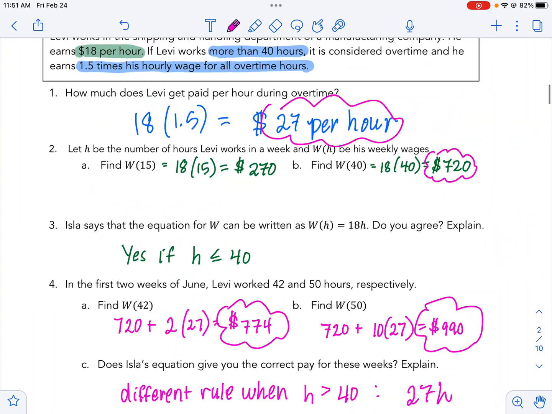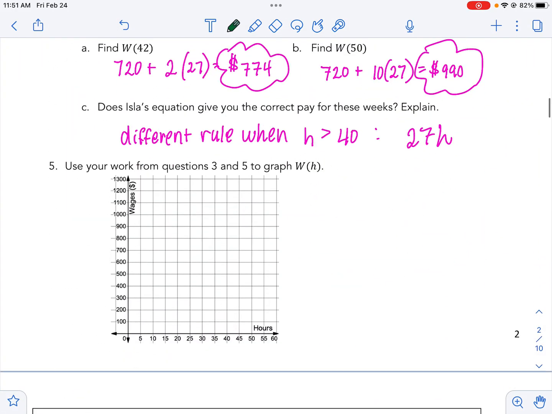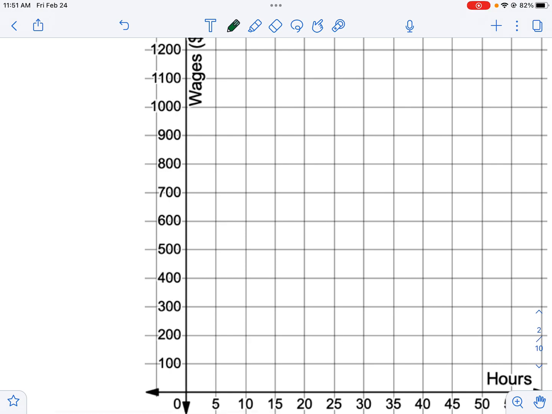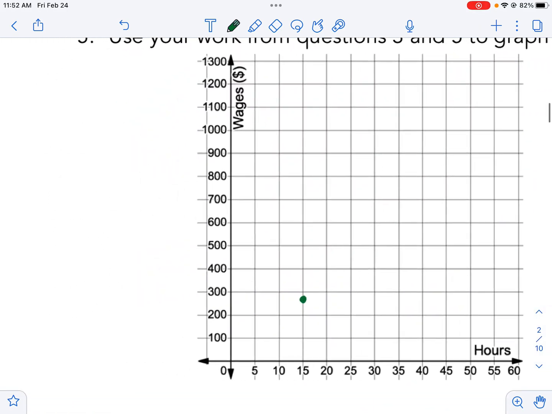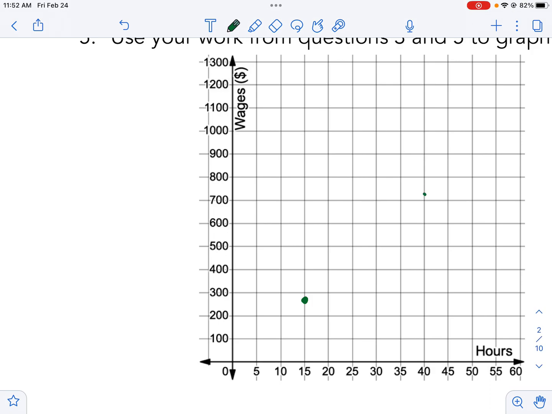So we know at 15 hours that Levi makes $270, which is about right there. And at 40 hours, it's 720, which is right here. And we start at 0. Let me see if I can use my line tool here. There we go. Okay, so here the slope is $18 per hour.